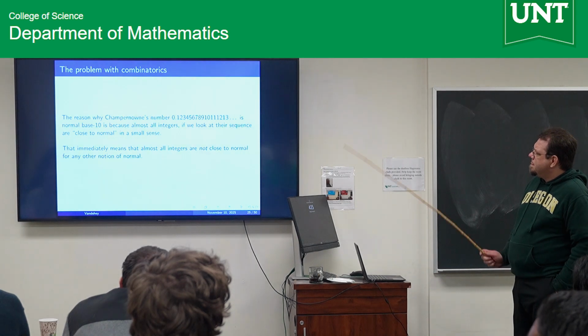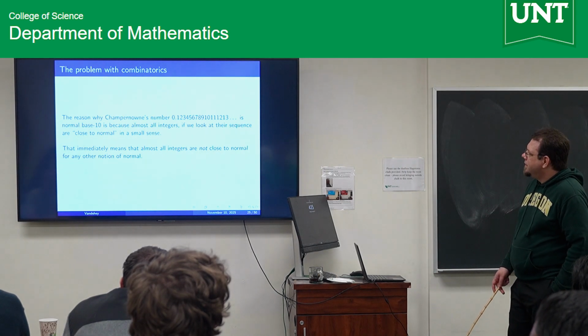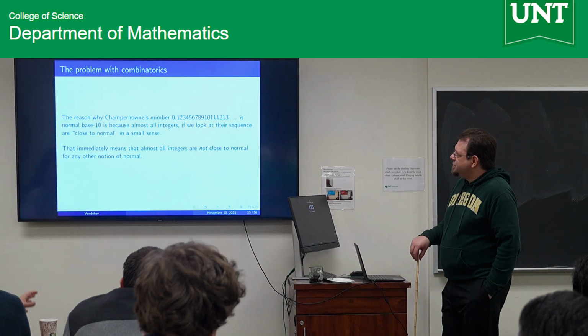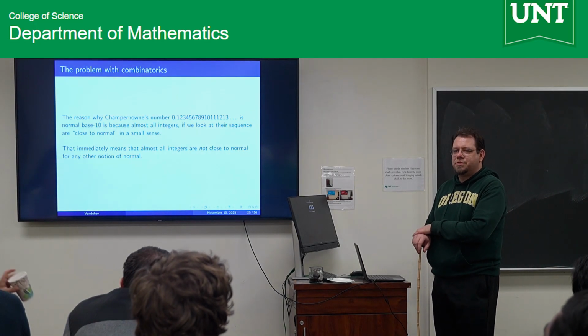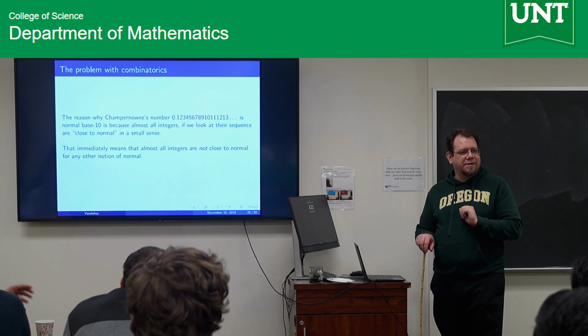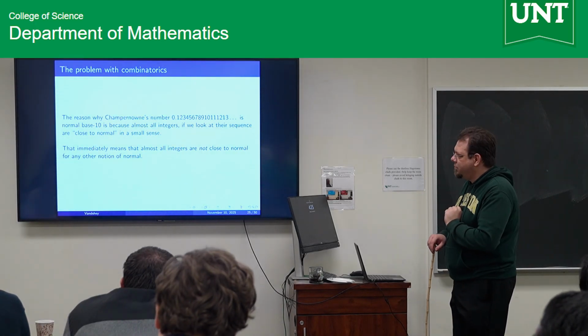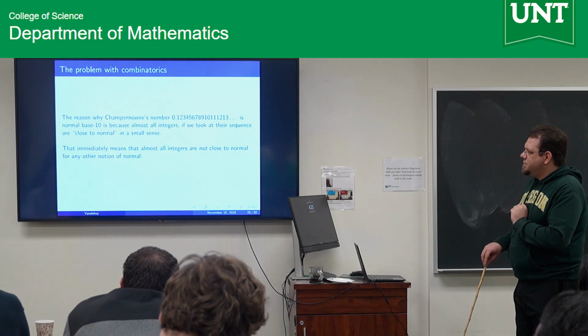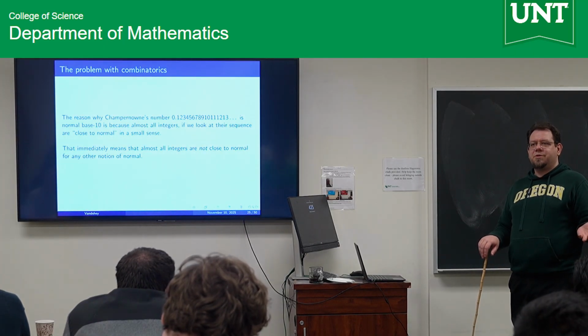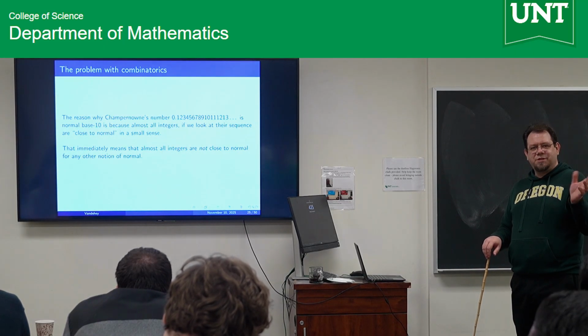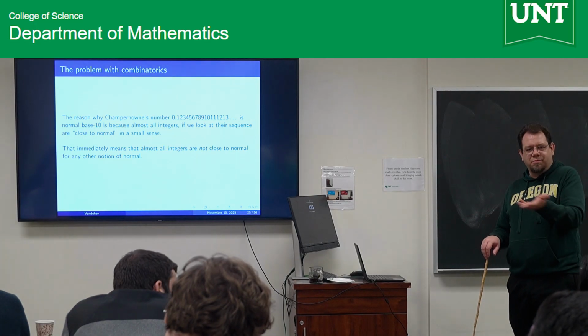So if we take another look at this one, for the third time now, the reason why this was normal is because basically if we look at almost all of the integers, they are close to normal in some sense. On a small scale, they appear to be normal. Well, this means immediately that almost all integers are not close to normal for any other notion of normal, because if I change my definition even slightly, everything that was normal should stop being so.